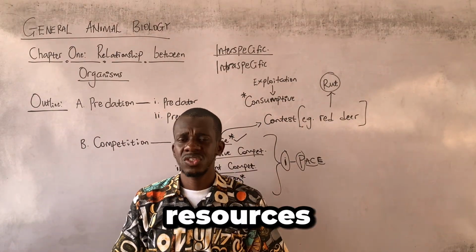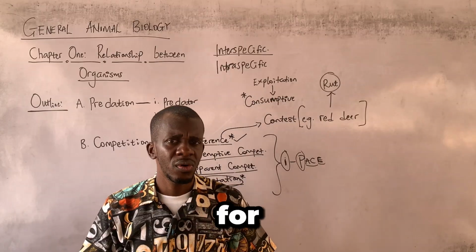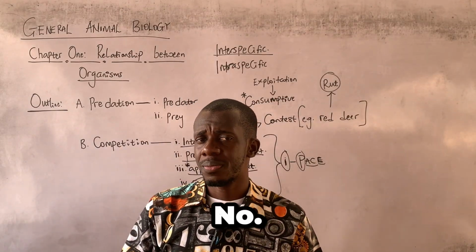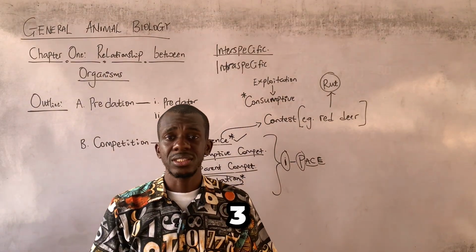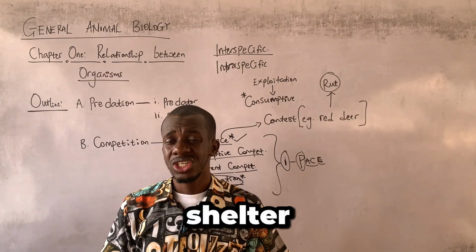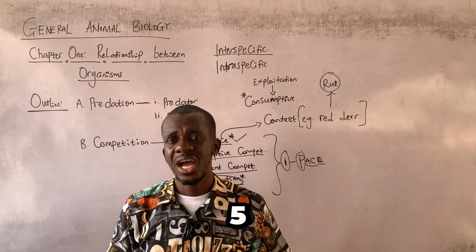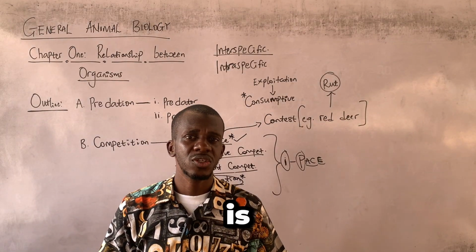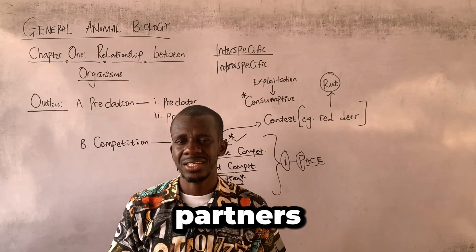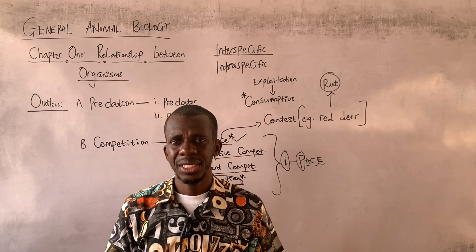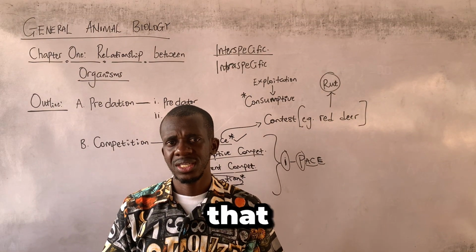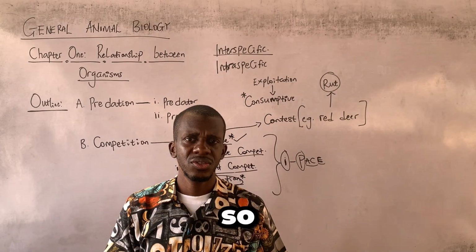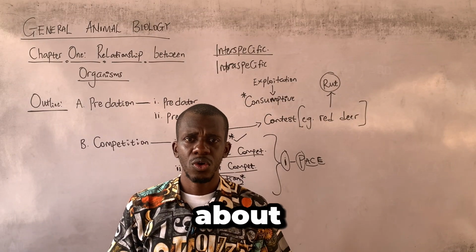So what are the resources that we compete for? Number one, food. Number two, water. Number three, territory. Number four, shelter. Number five, we have what is called mating partners. Yes, mating partners. You see that now? Excellent. All right, so that is what you need to know about competition.